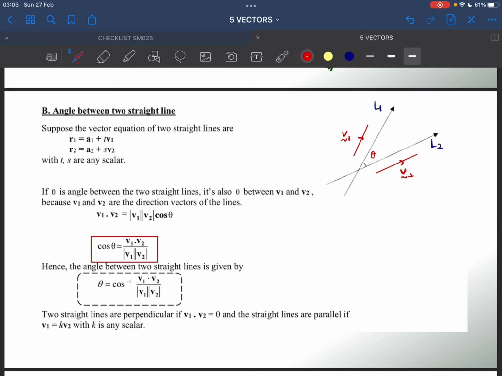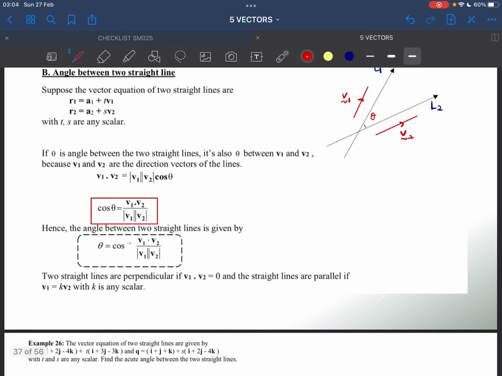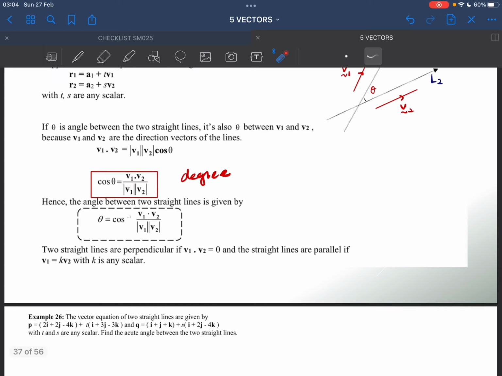Okay, so now what we have to do is just substitute everything inside the equation and make sure your calculator is in degree. Instead of just any other vectors, we are going to use the vector for the line here. So let's see here.